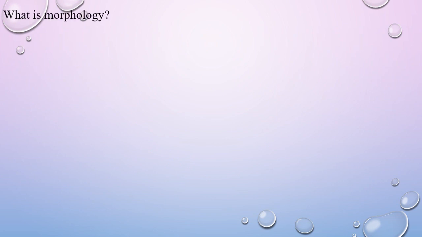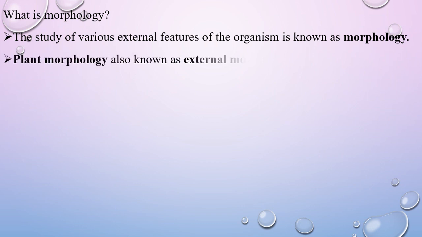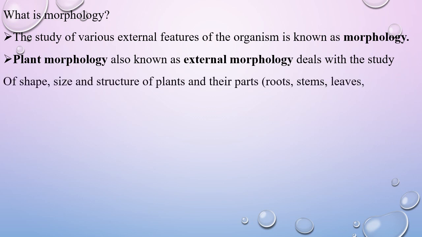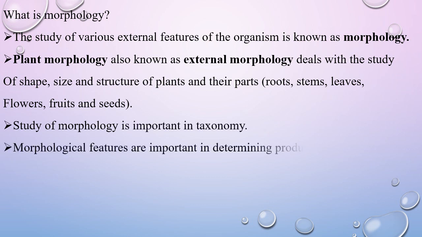Morphology means the various external features of the organism. Plant morphology, also known as external morphology, deals with the study of shape, size, and structure of plants and their parts. The study of morphology is very important in taxonomy. The morphological features are important in determining productivity of crops.